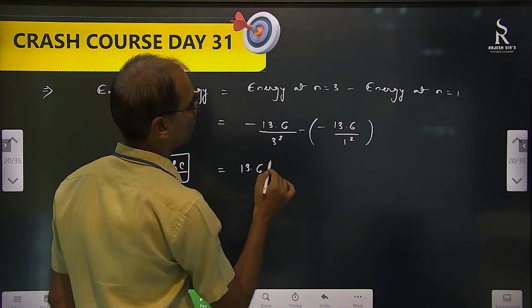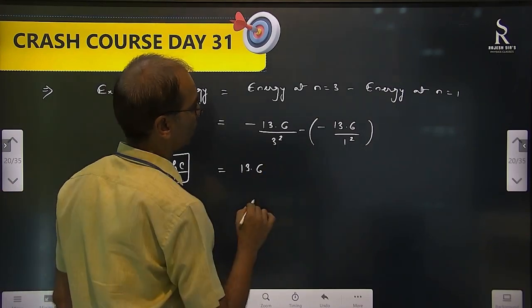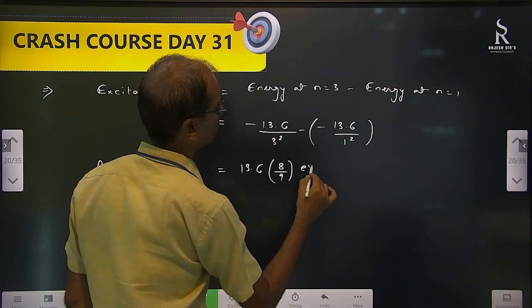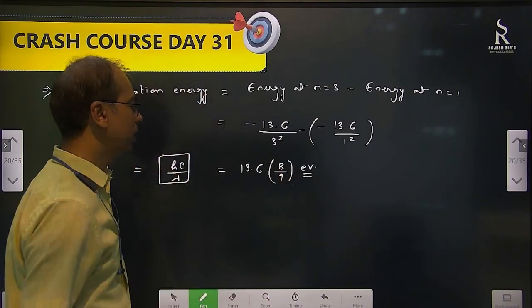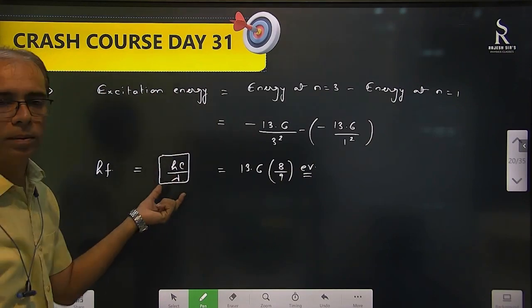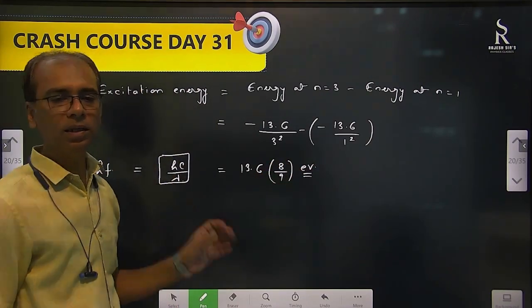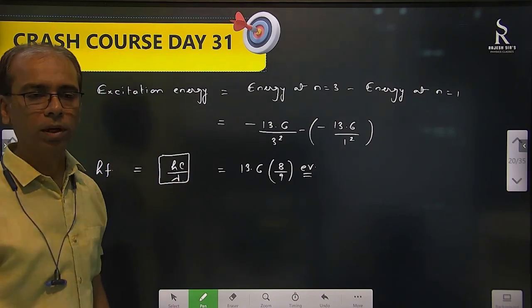13.6. This is 1 by 9 minus 1, so that is 8 by 9. But remember, this is in eV at the moment. We want the exact value because this is in joules. So we have to keep the electron's charge, 1.6 into 10 to the power minus 19. Then it's perfect.